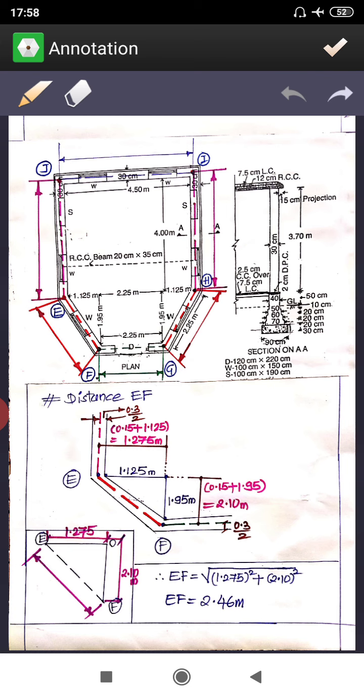So first, see, getting the center to center distance is very easy. If you take HI, I have taken it as, see, that inner distance from inner wall from here to the, this is the center of wall, right? So here HI is 4 plus half of wall here, so it is going to be 4.15.